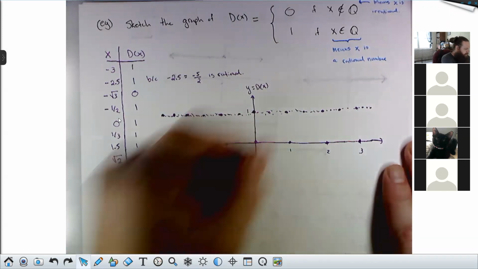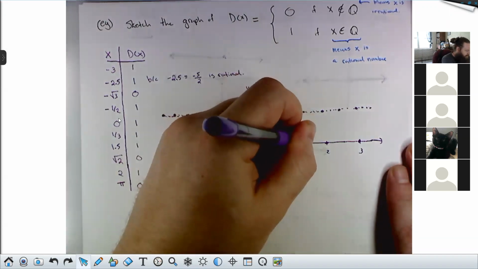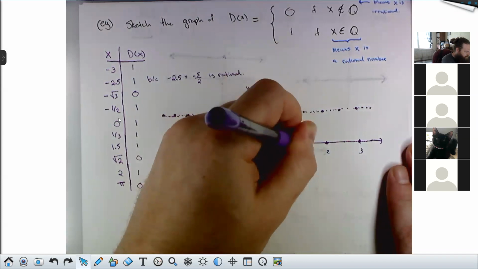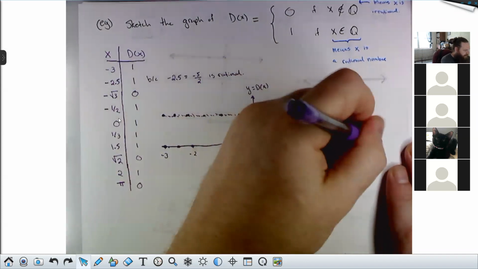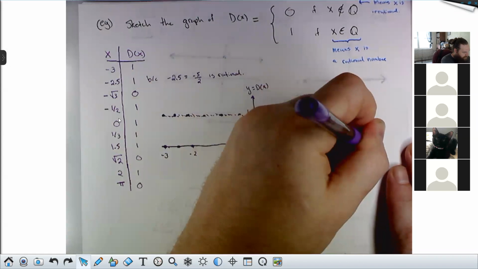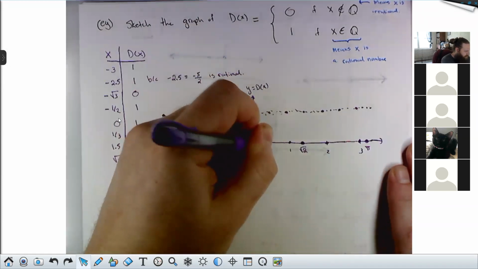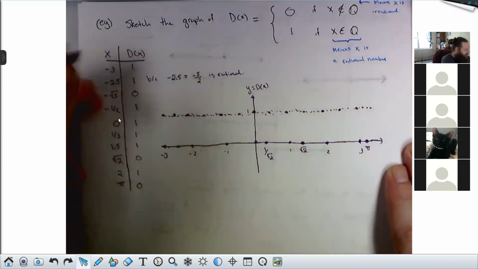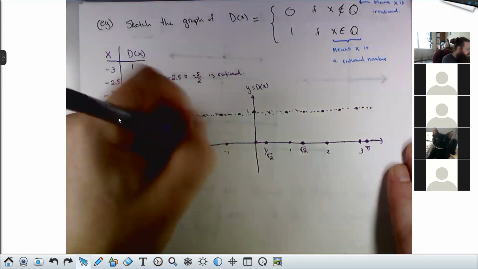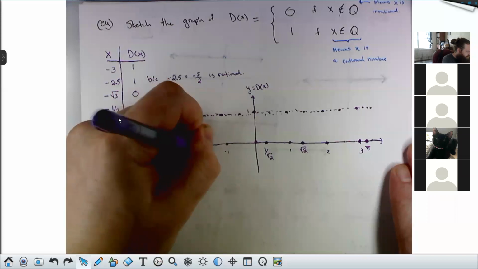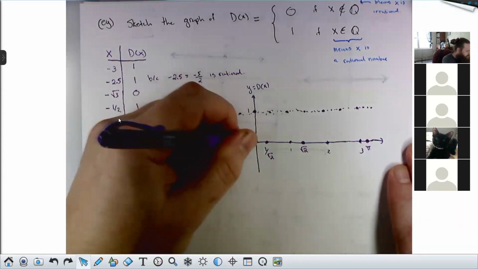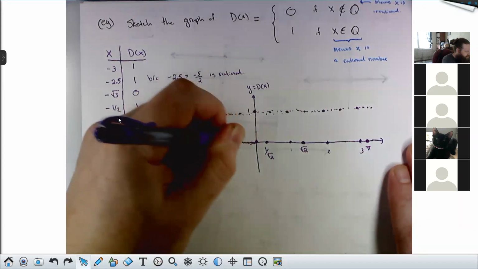Like the square root of 2, that's like 1.4, it's like right here. So here's a point that's down here. Pi. 1 over the square root of 2. Lots and lots of stuff. What do we have? Negative square root of 3. That's like, there's lots and lots of stuff down here also.